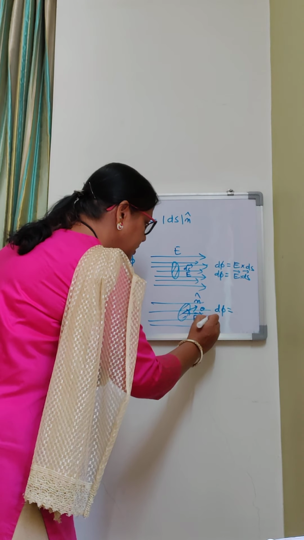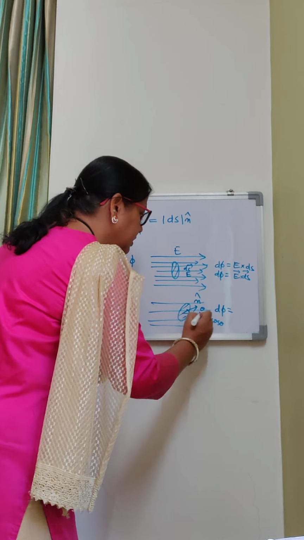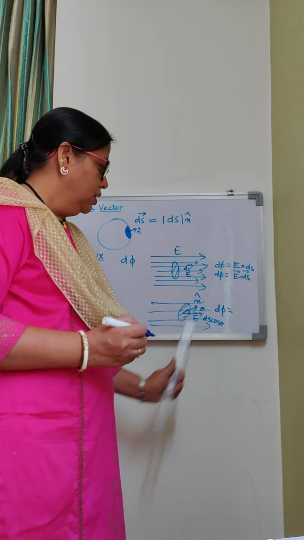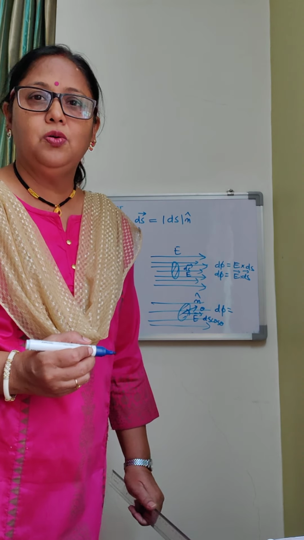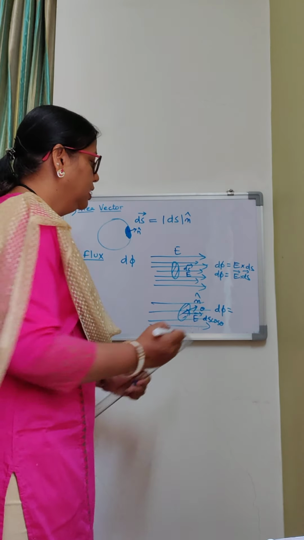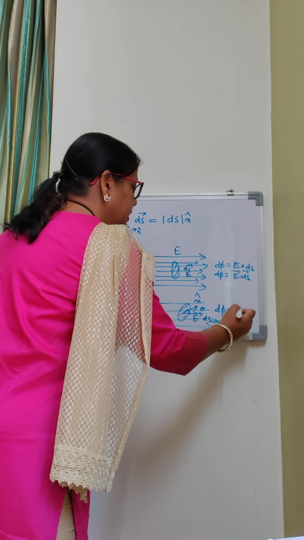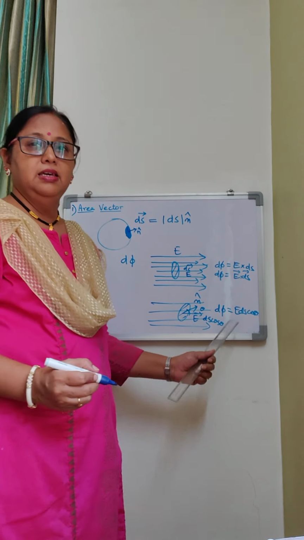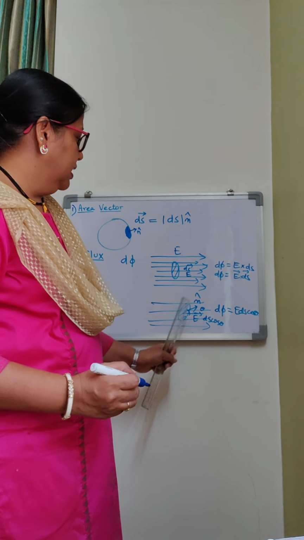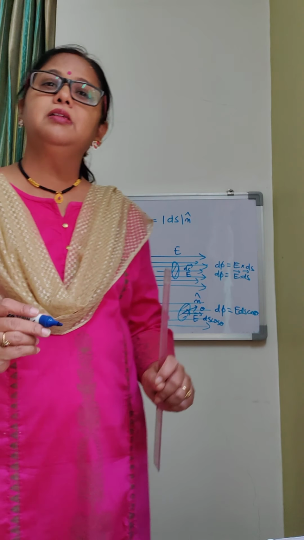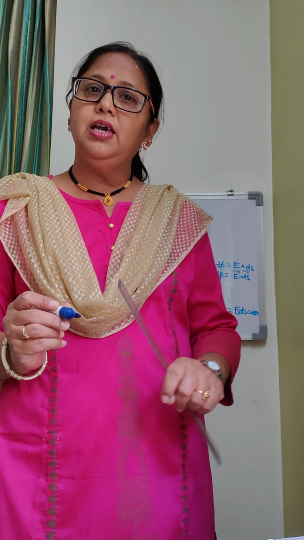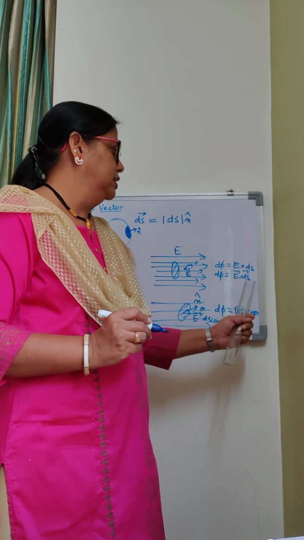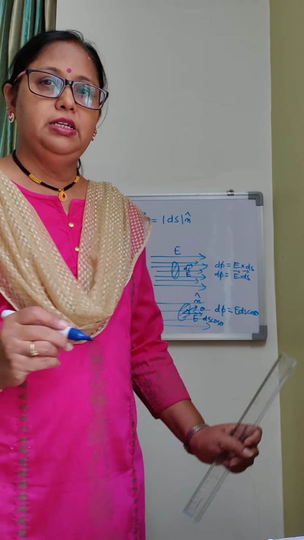ds cos theta will be acting in this direction, that is along the direction of the electric field, along the base of the triangle. We have to consider the cos theta component. So therefore, d phi will be equal to E ds cos theta. When will this case arise? This case will arise when the electric field and area vector are not in the same direction. If they are in the same direction, it is E into ds, because cos 0 is 1, so you can write E into ds into cos 0, so E into ds.